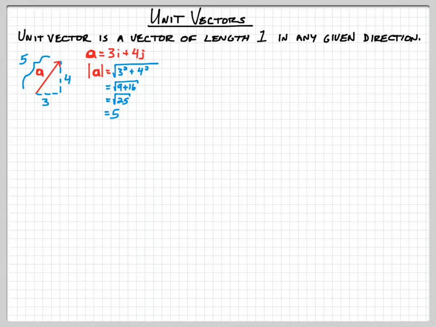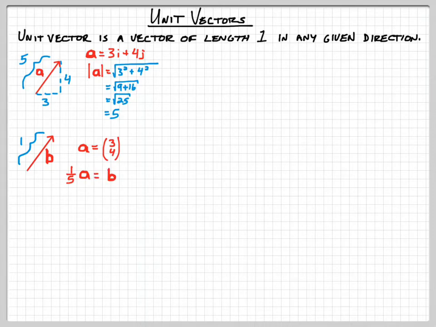Now let's say we've got another parallel vector, going in the same direction as A, but we're going to call it B. And we want to make this 1 unit in length. So we already know that A is 3 in our x and 4 in our y. And this B is parallel to that, so all we need to do is multiply it by a scalar to get what B is. But if we take 1/5 times A, that should give us the length of B, which we want to be 1 unit.